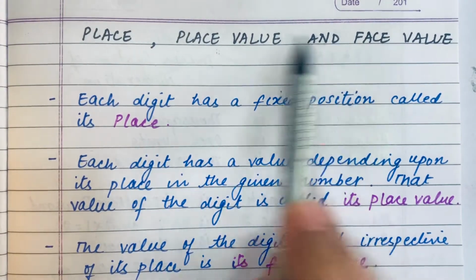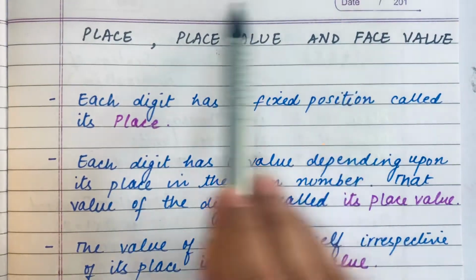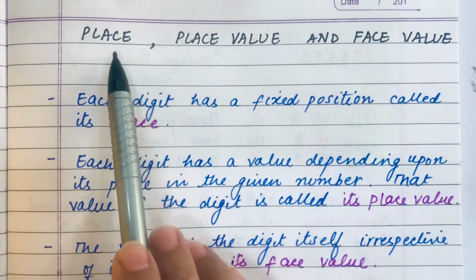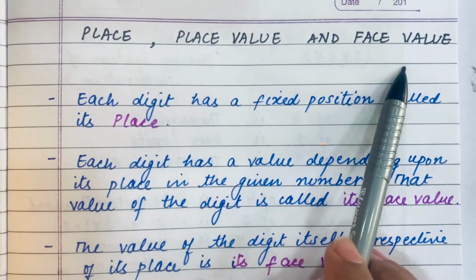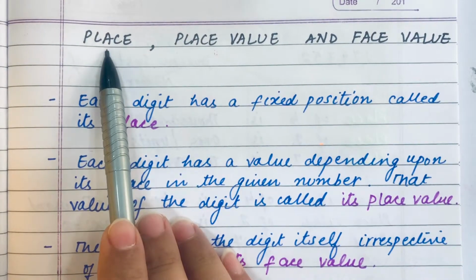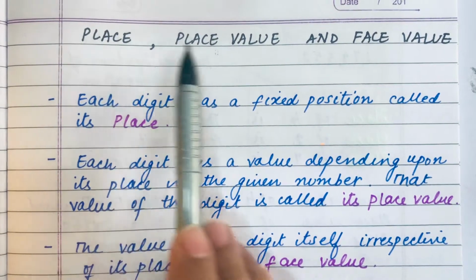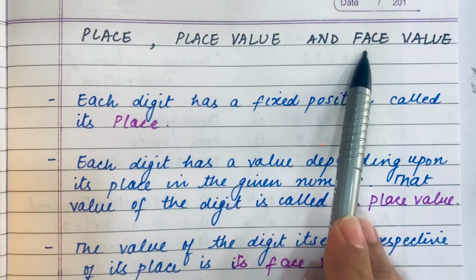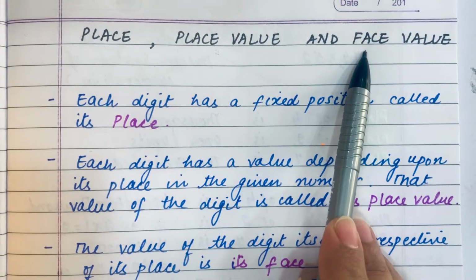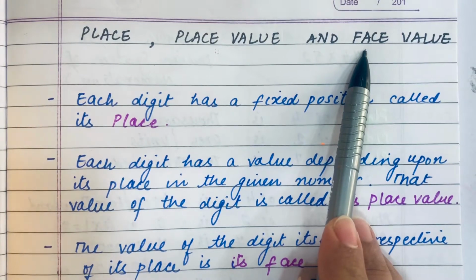I have seen many students get confused among these three names. So let's discuss the difference between these three and what actually is the place of a digit, the place value of a digit, and the face value of a digit in a number. This is what we'll be discussing in today's video.